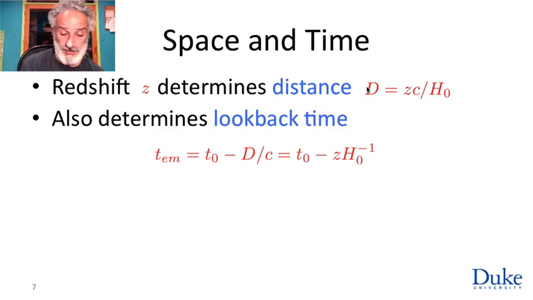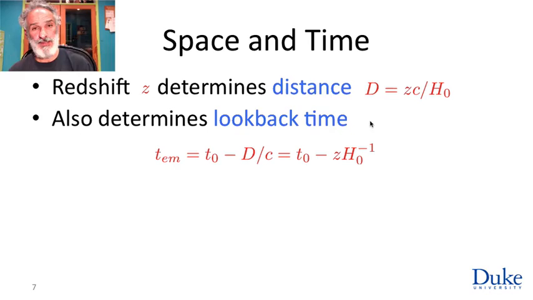The look-back time is simply the time that the light was emitted. t0 is our notation for the present, so it's t0 minus d over c. This is how long it takes light at the speed c to cover that distance. Plugging in the value for d, we get that the time we see a galaxy at is t0 minus z times H0 inverse. Again, z is the fraction of the Hubble time, if you want, a fraction of the age of the universe that has passed since the light was emitted by this galaxy. This gives us another exciting way to think about things.